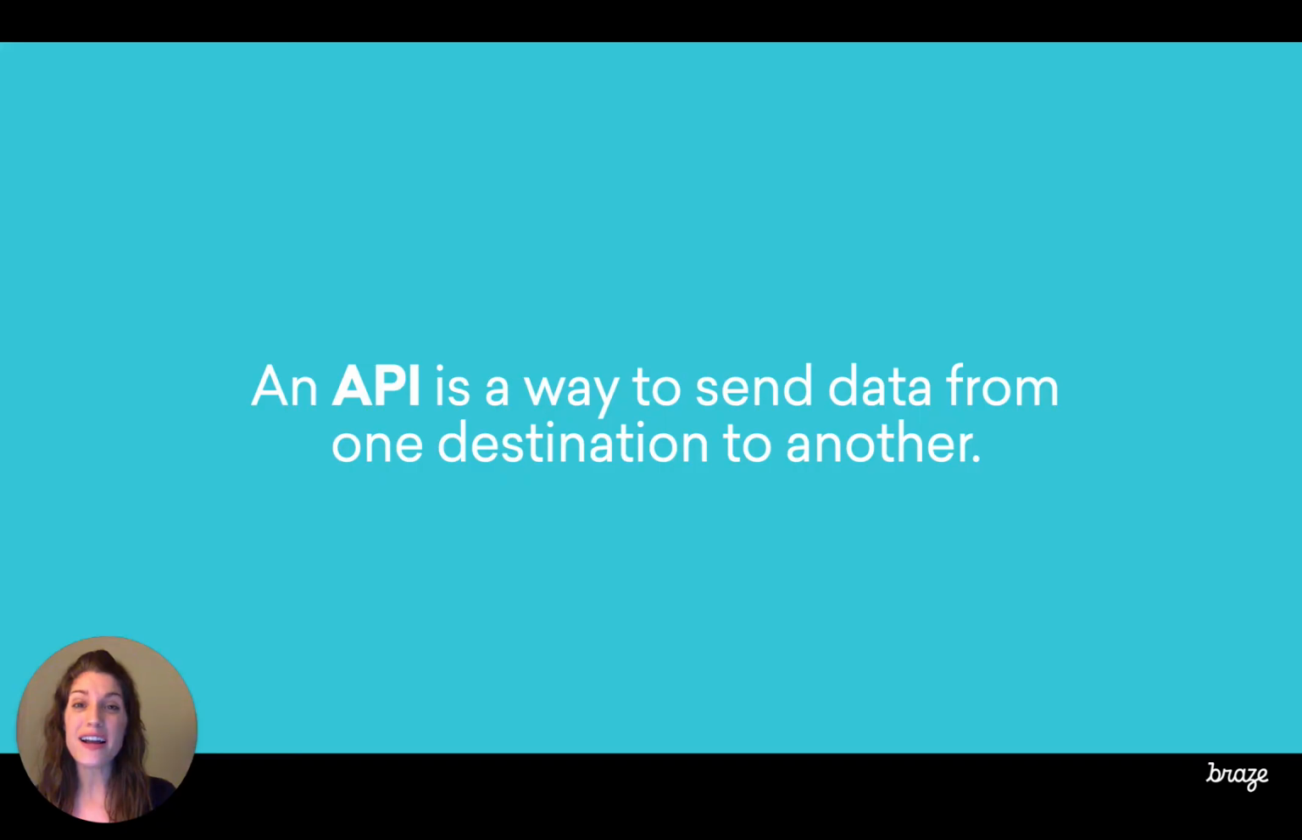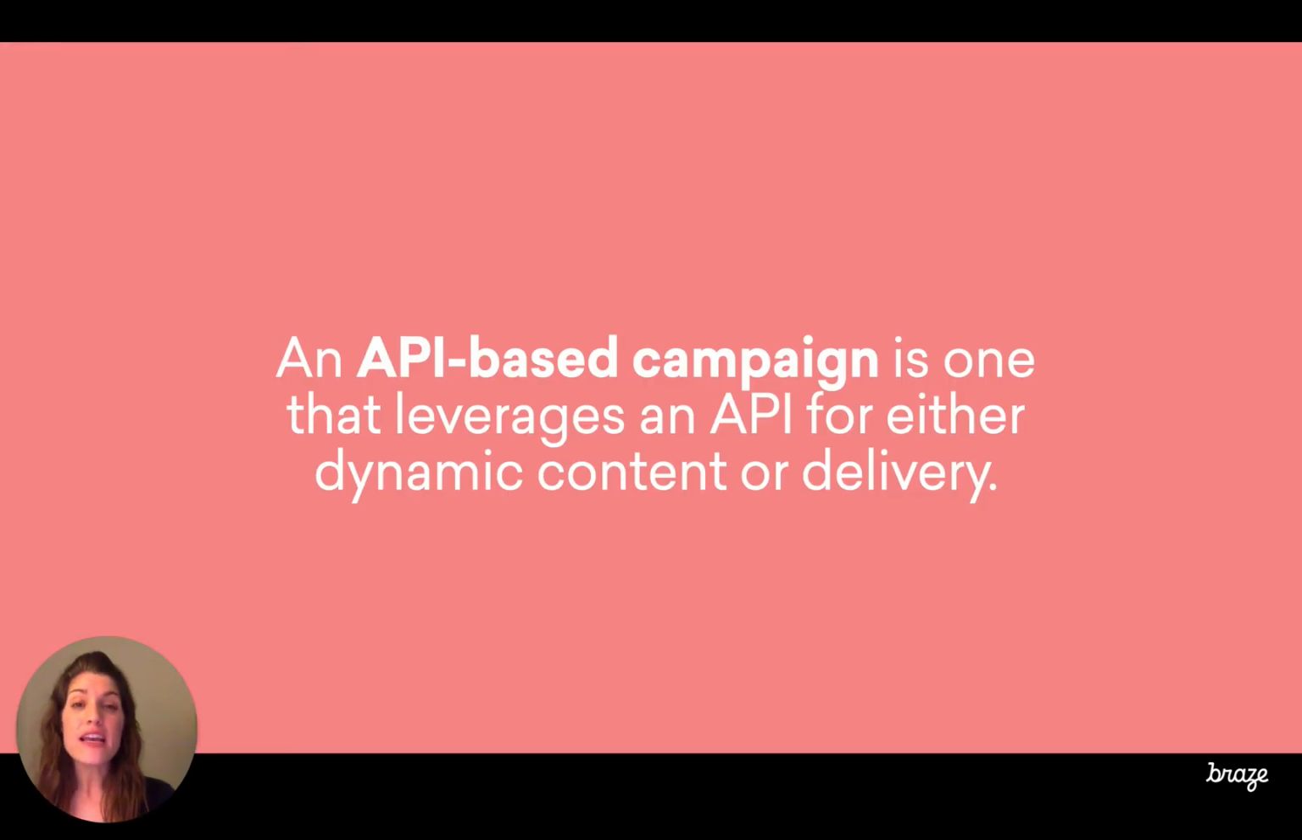And before we can talk about an API-based campaign, we've got to start with a building block, which is: what is an API? In its simplest form, an API is just a way to send data from one destination to another. Data lives in point A, we need to send an API call to pass it over to point B. And it plays a role in API-based campaigns. These are campaigns where the API itself is either triggering the specific send or it's putting dynamic copy and messaging into the program itself.